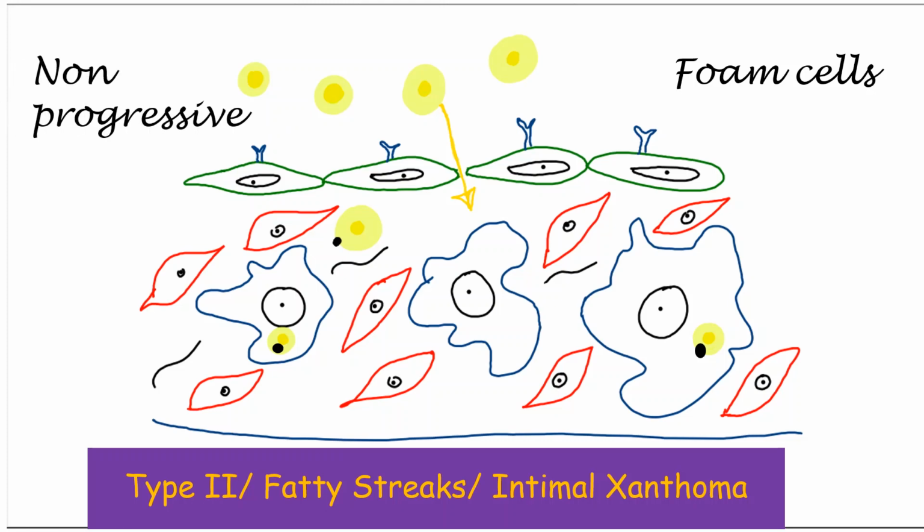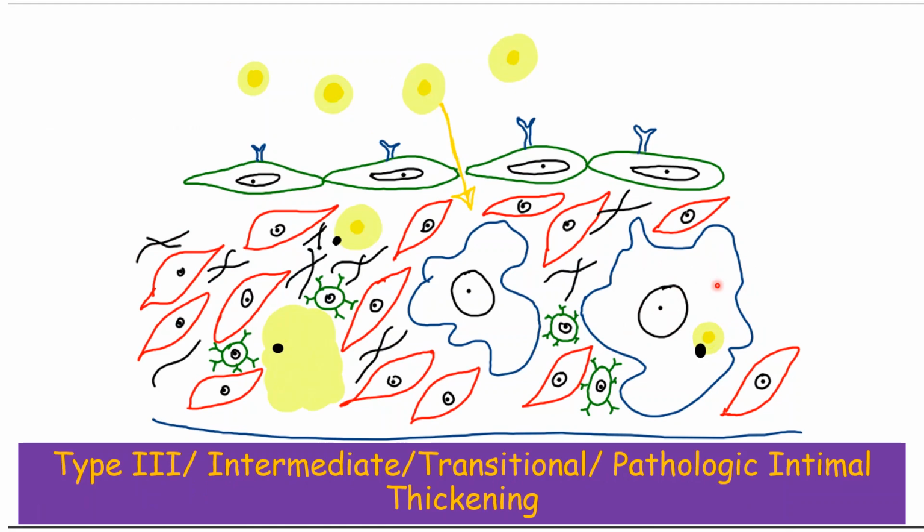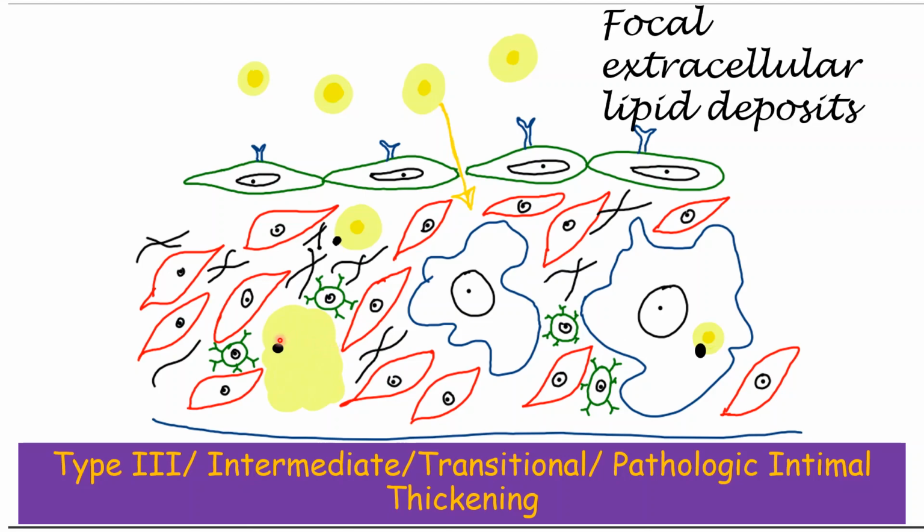Type 1 and type 2 lesions are known as non-progressive atherosclerotic lesions. As a matter of fact, type 2 lesions can actually regress. The foam cells are not able to effectively break down the oxidized lipoprotein particles. As a result, they undergo apoptosis, releasing free cholesterol from the incompletely broken down lipoproteins, as well as some free cholesterol from the content of their own cell membranes. This results in the formation of multiple small focal deposits of extracellular lipid.